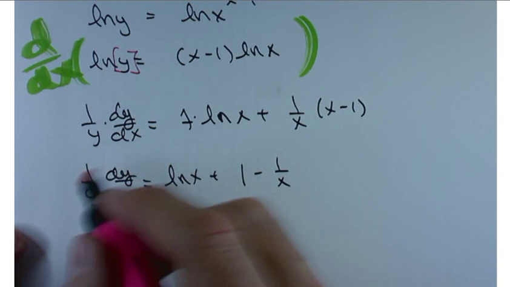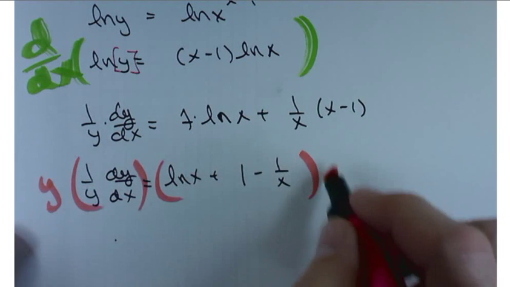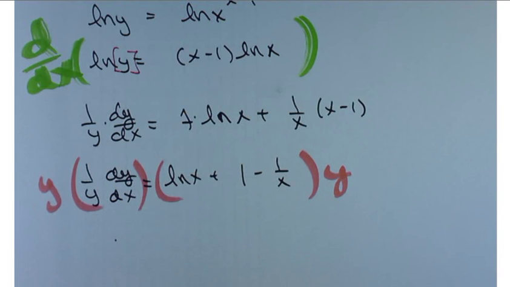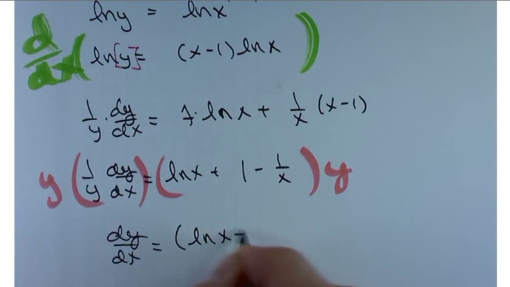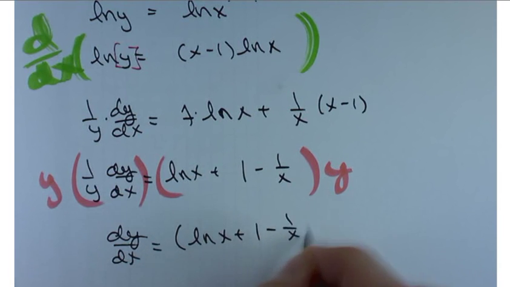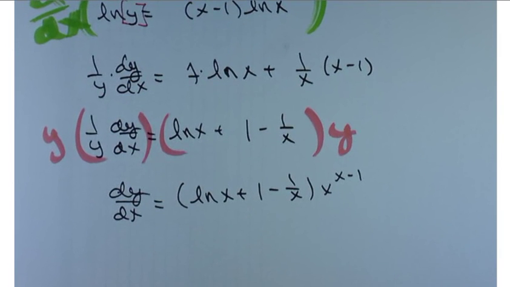What comes next? Good. Multiply both sides by y. I get dy by dx equals the ln of x plus 1 minus 1 over x times y. But instead of y, we could write x raised to the x minus 1 power. And that's it.